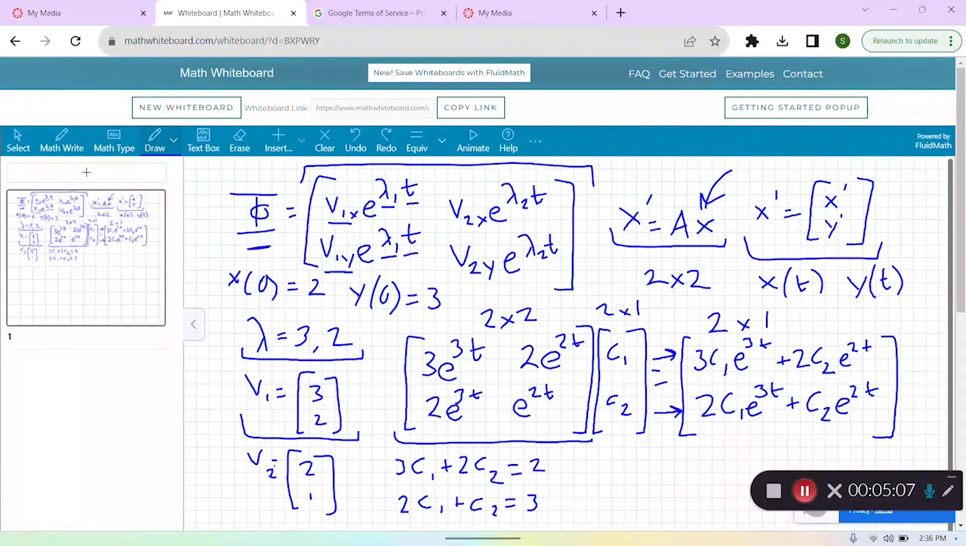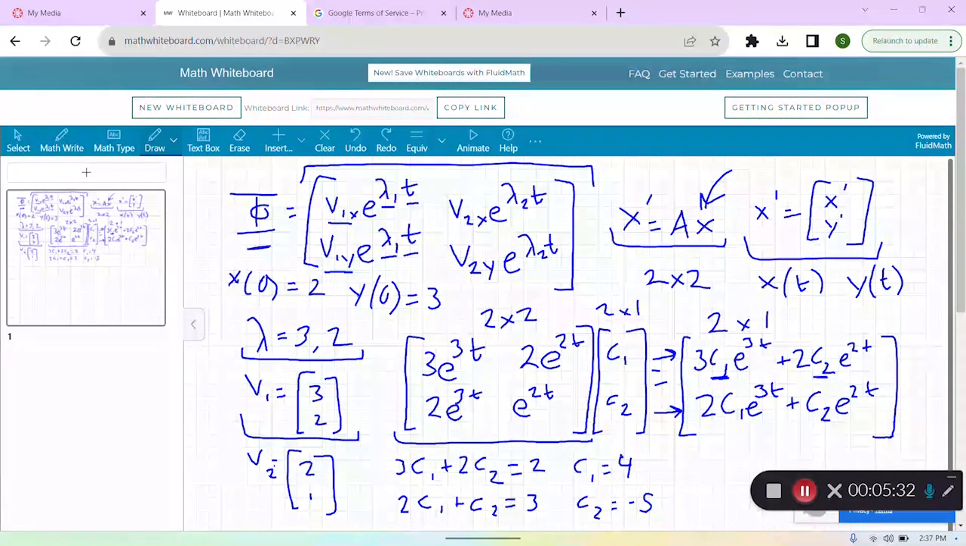Now, in these equations you can solve it any way you'd like. I prefer elimination. You can also use substitution, but to solve for these ones you will find that c1 is equal to 4 and c2 is equal to -5. So to finalize our homogeneous differential equation solution, we will substitute in 4 for c1 and -5 for c2, making sure to multiply by the constant out in front of them.